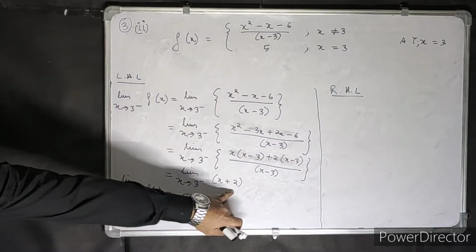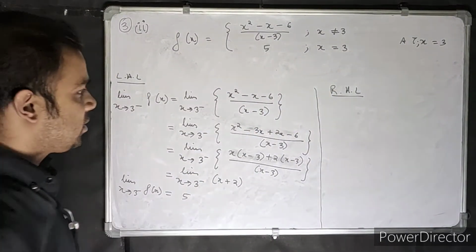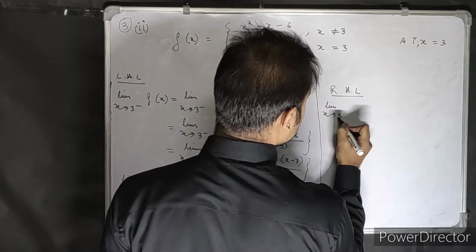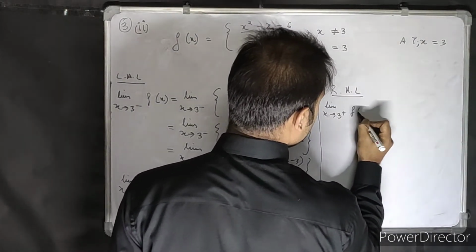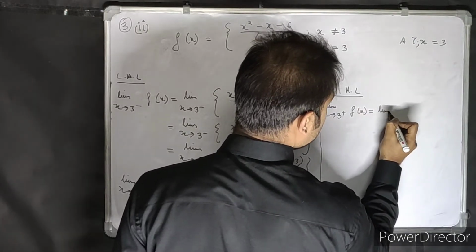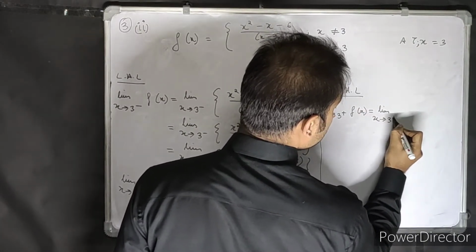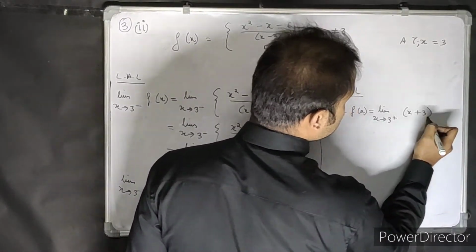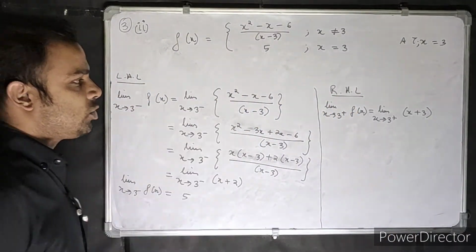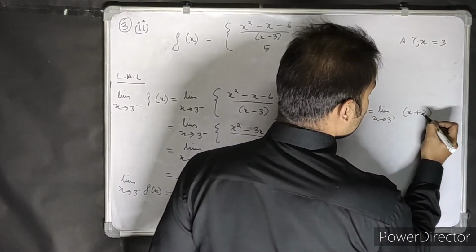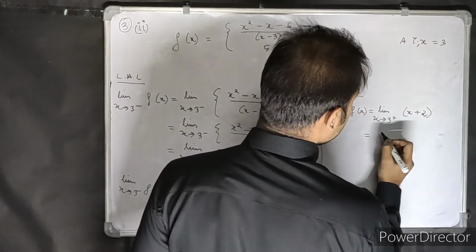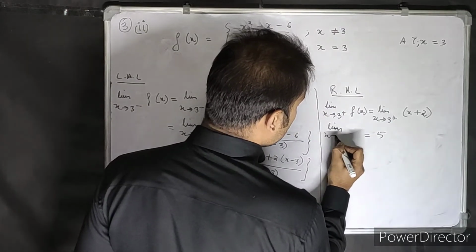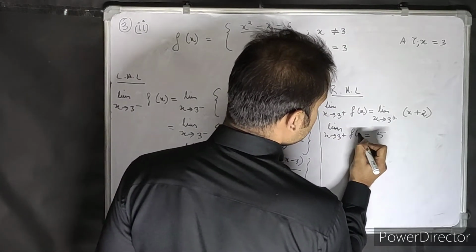Now you know what you have to write it as. Limit of x tends to 3 positive, approaching from the positive side, is equal to limit of x tends to 3 positive. Will you write the whole function? No. Now you will write x plus 2, because that has reduced to x plus 2, not 3. So now you put 3, then you get a 5. So only once you have to do the work, okay? The other things are just copy.